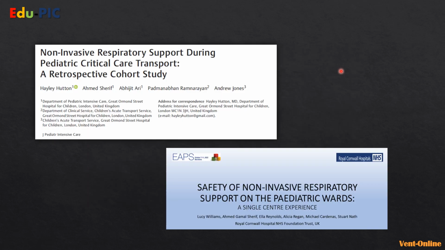And just adding to some of your input about research and studies, these are a couple of studies that I have been honored to be a part of. So non-invasive respiratory support during pediatric critical care transport. That was a retrospective cohort study that showed it was really safe to use non-invasive respiratory support during critical care transport.